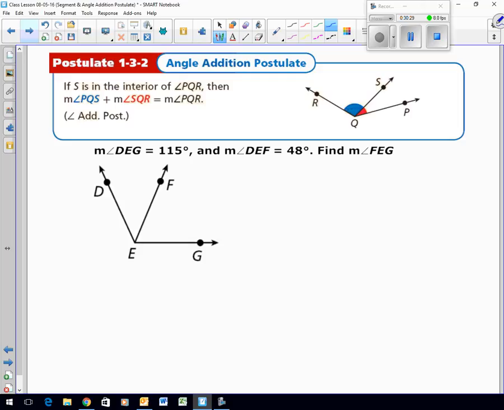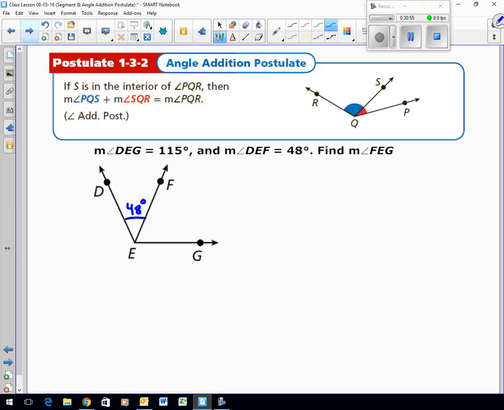I do this whole DEG is 115 thing, okay? Because it's true, but I want to make sure I see this. What is DEF? How many degrees? 48. 48 degrees. Guys, that means that measurement right there is 48 degrees. What is FEG? You don't know. We don't know. And if we don't know in math, we're going to put a question mark or an X.